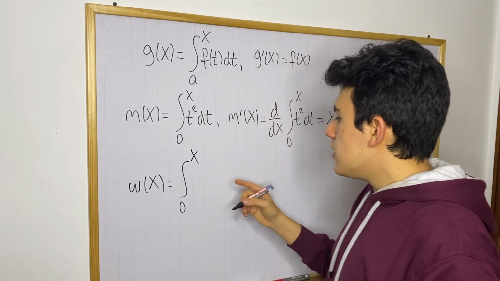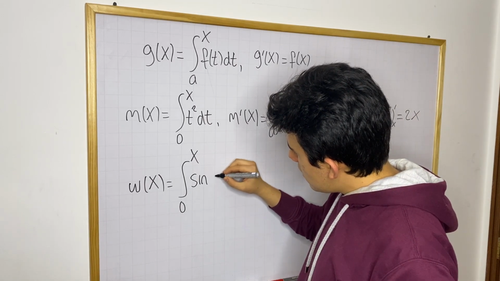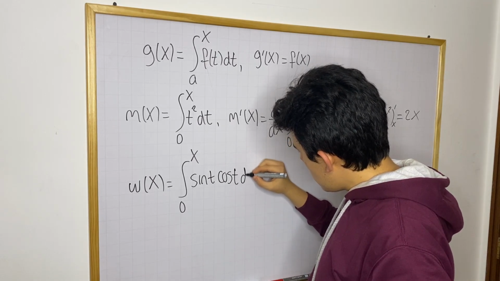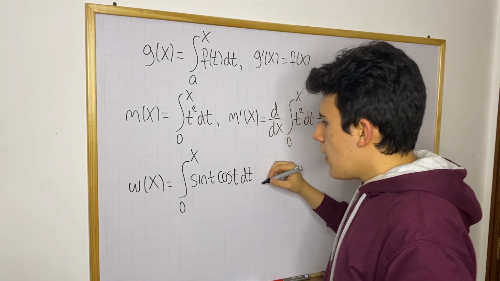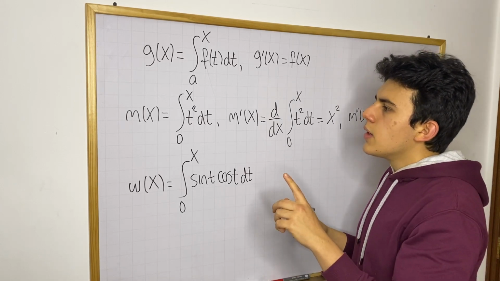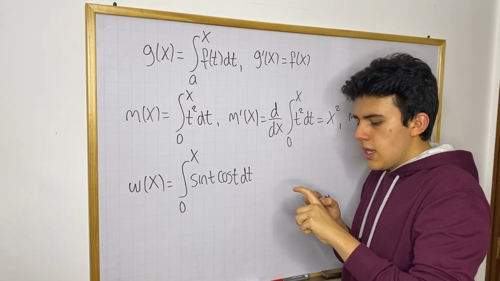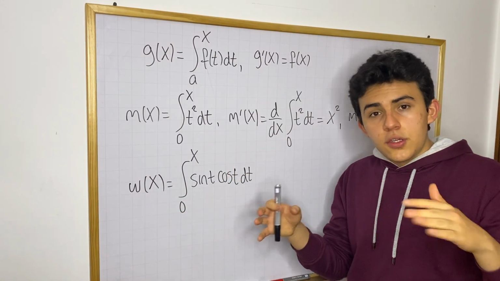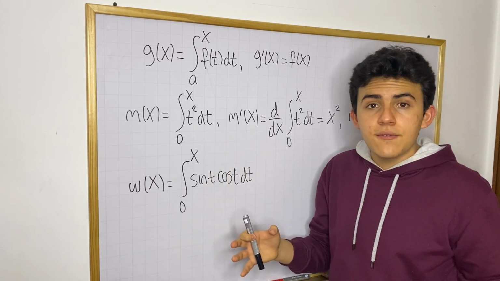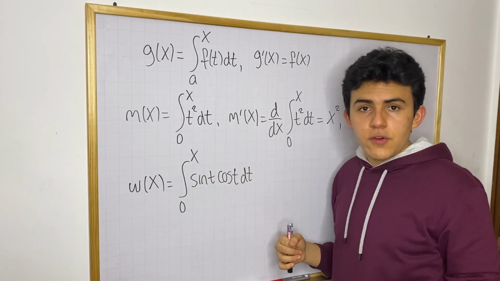And the dummy function that we're going to have is sine of t times cosine of t, and dt, okay? Now, what if we want to find the derivative of w? Remember, we're asking the question, what is the derivative of the function? Because in math, when you want to understand how a function behaves, it's going to be really helpful to know what the derivative of the function is, okay?